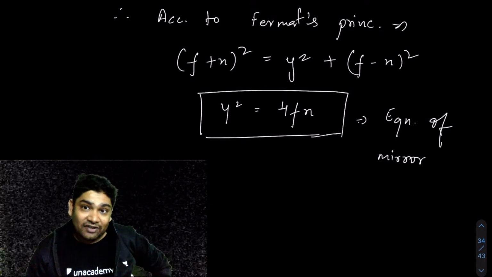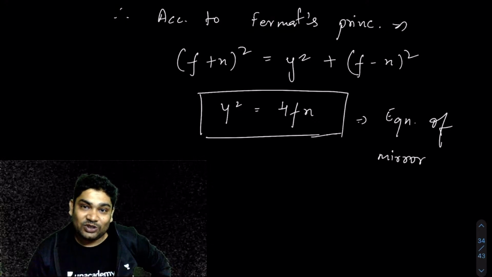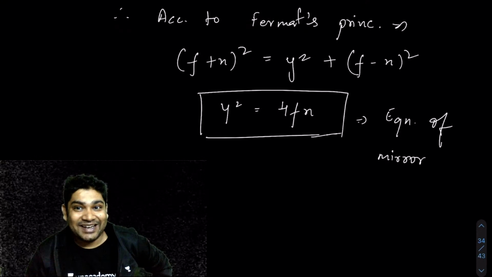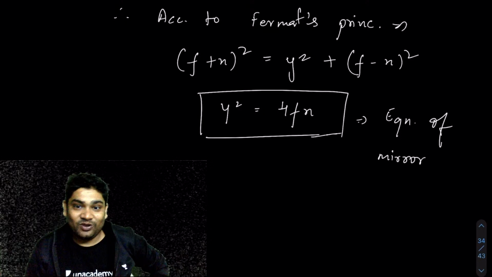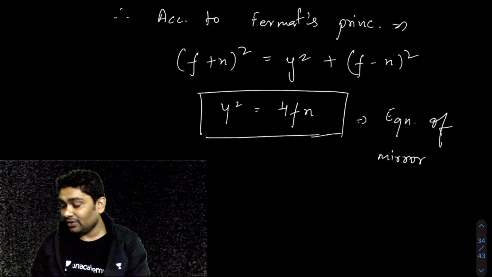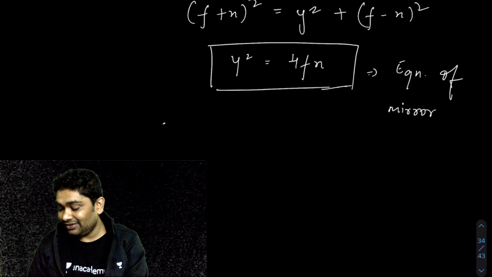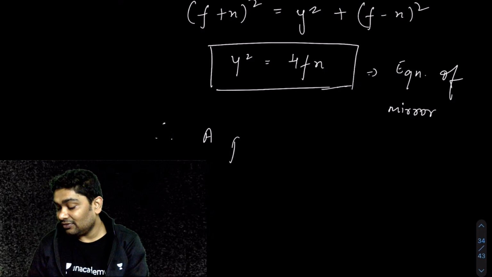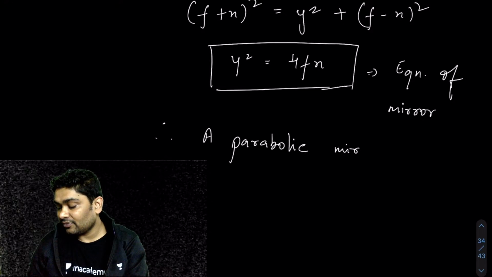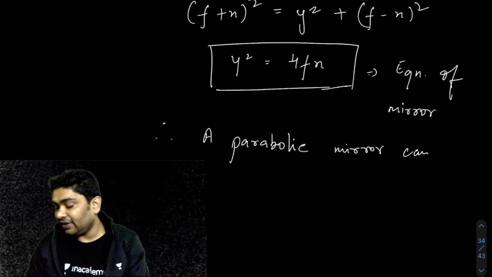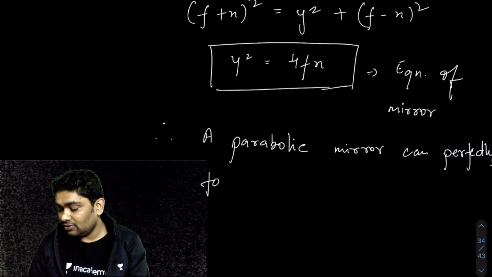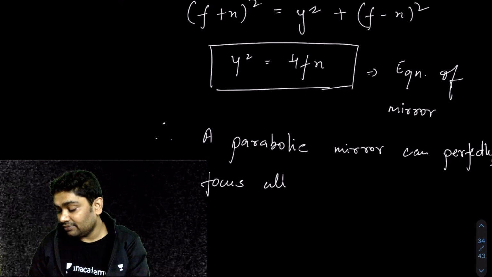So if you have this kind of mirror which follows this equation, y square equals 4fx, then all the light rays after reflection would get focused on the mirror itself or the focal point. Okay. So this kind of mirror can perfectly focus all the incident light. Therefore, parabolic mirror perfectly focuses all the incident light.